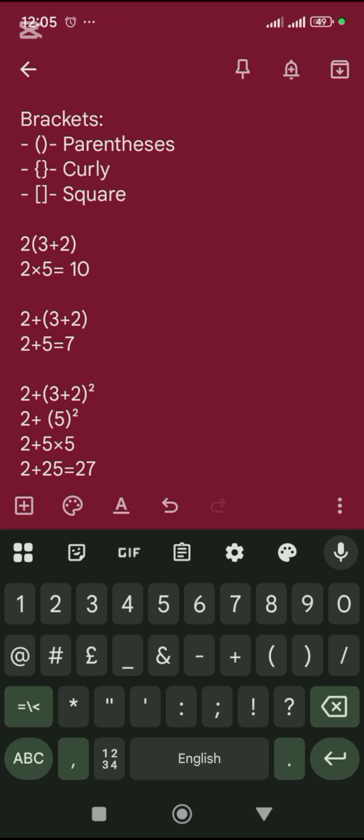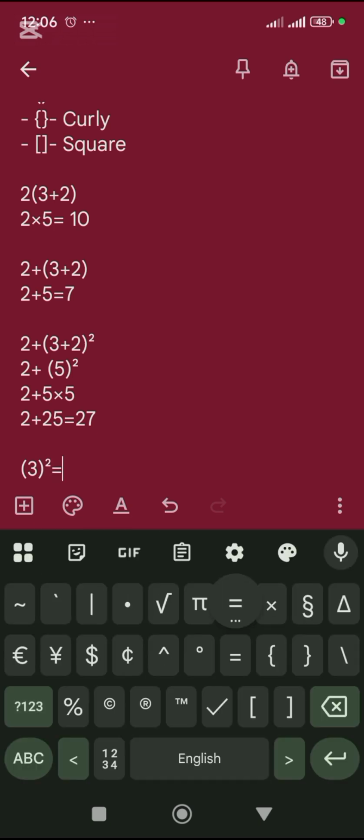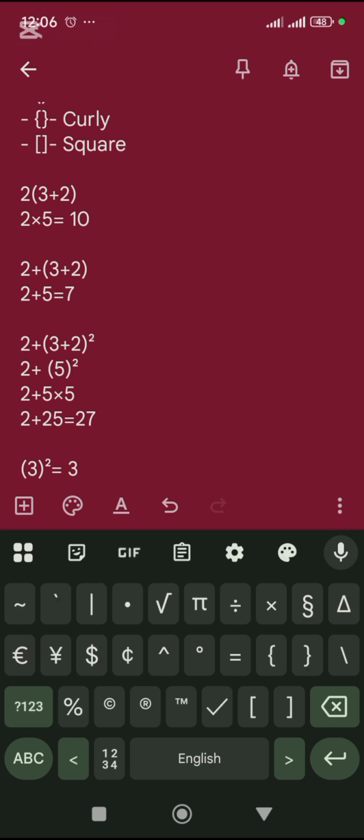So you can see how brackets play out each time we are looking at brackets. It's very, very important that you take note of this. However, when you have something like, say, 3 raised to the power of 2, this means everything within the bracket should be raised to the power of 2. So this is 3 times 3, which will be equal to 9.